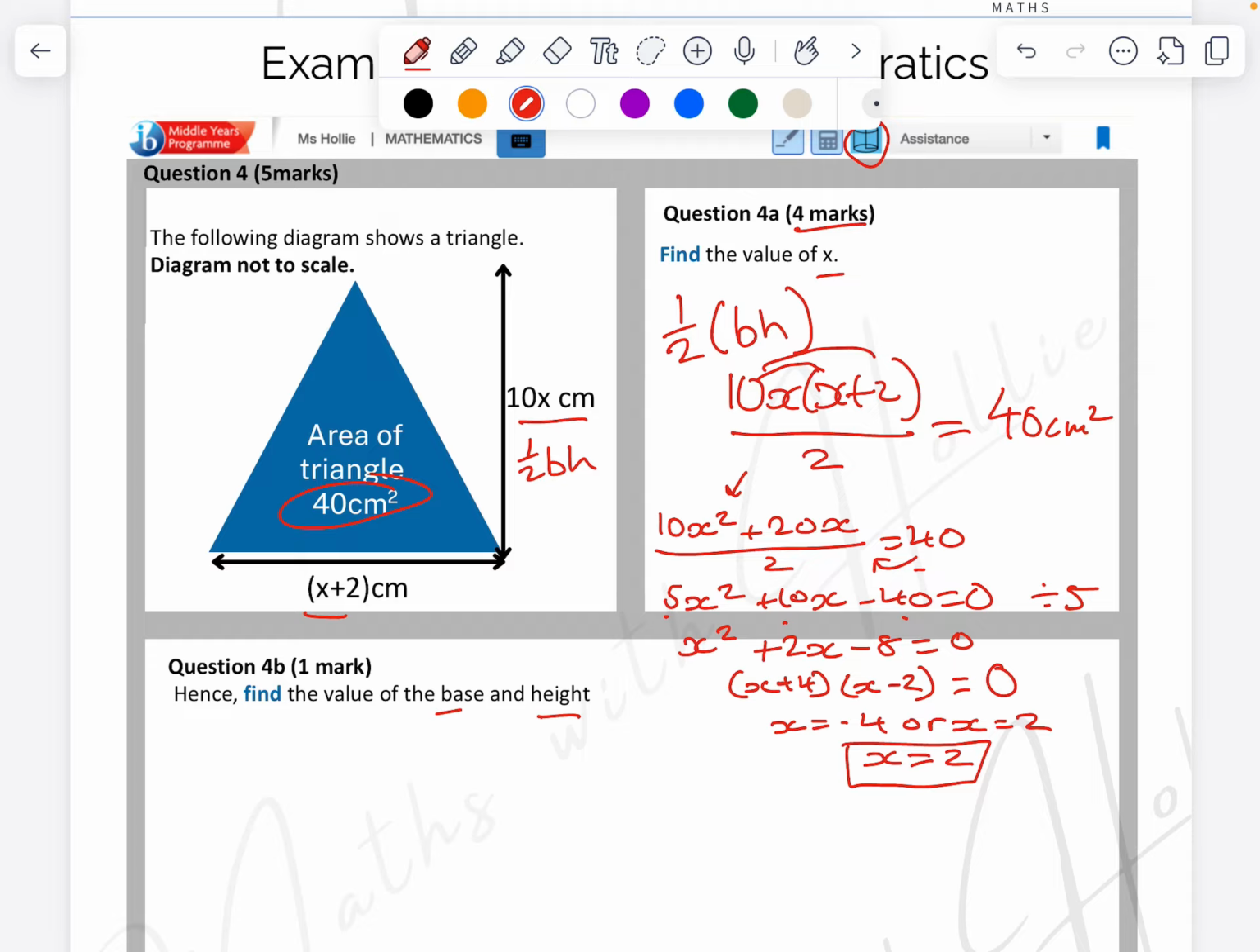And then just for 1 mark, what is the base and the height? Well, the base is x plus 2. So 2 plus 2 is 4. The height is 10x, so 10 times 2, so that's going to be 20. And they are centimetres.